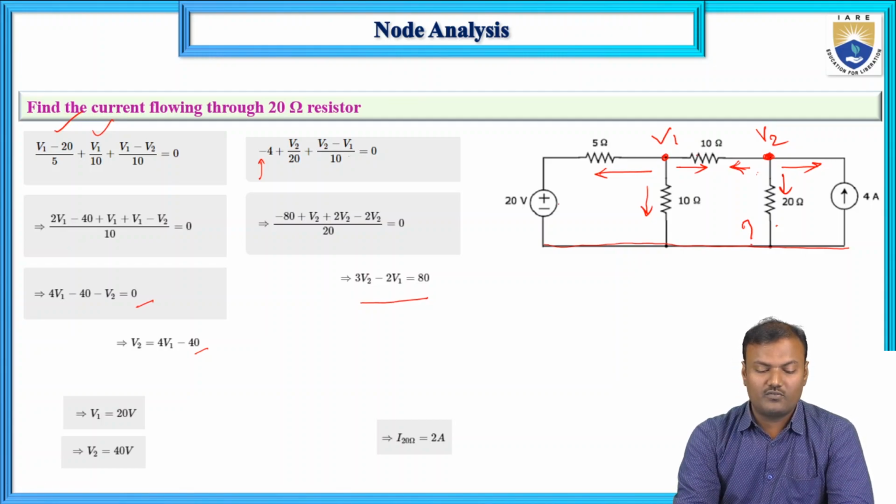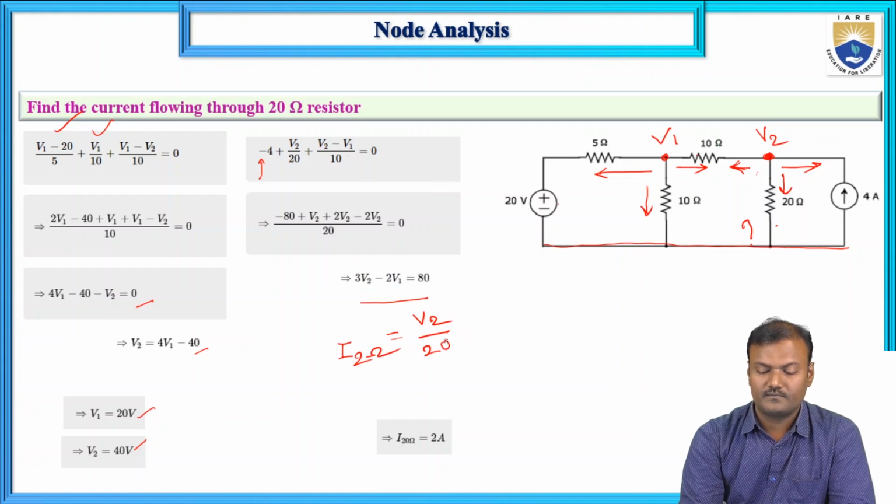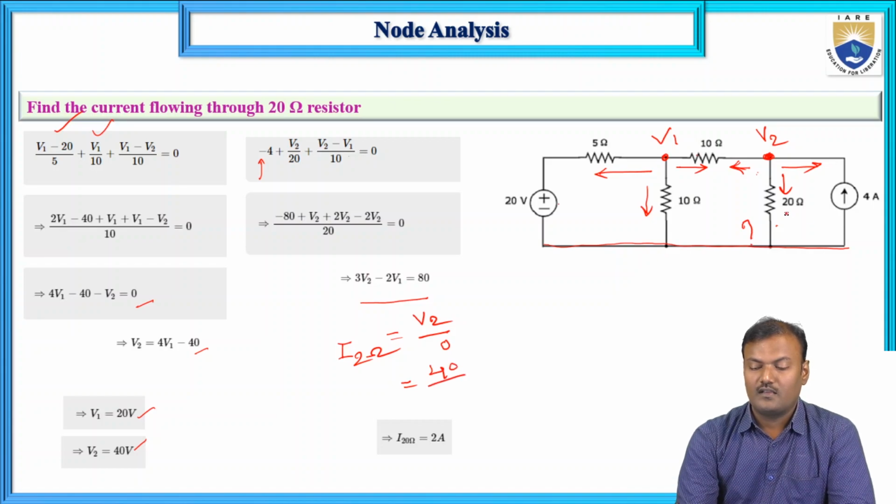By solving these two equations, we obtain V1 and then V2. After getting the values of V1 and V2, the current flowing through the 20 ohm resistor is voltage V2 divided by the resistor value, which is 20. V2 is obtained as 40 and the resistor value is 20, so we obtain the value of current as 2 amperes.